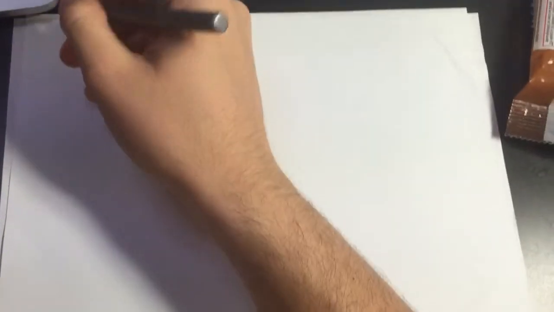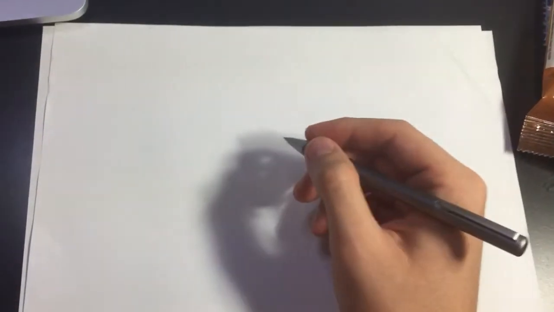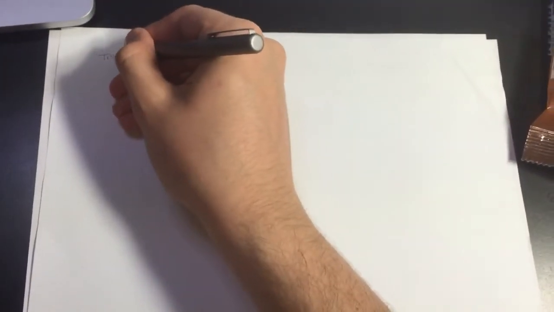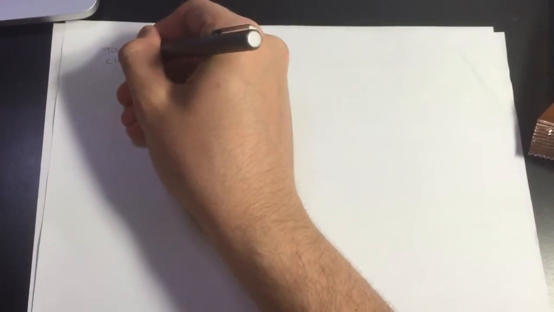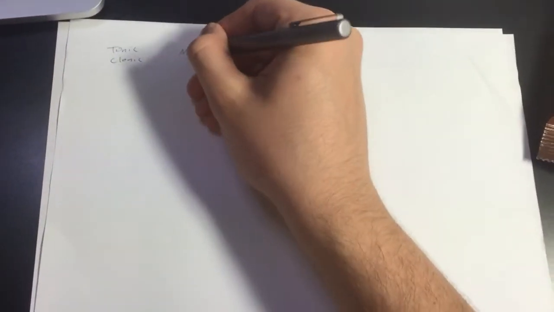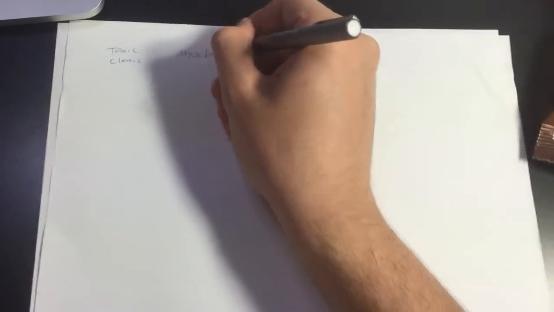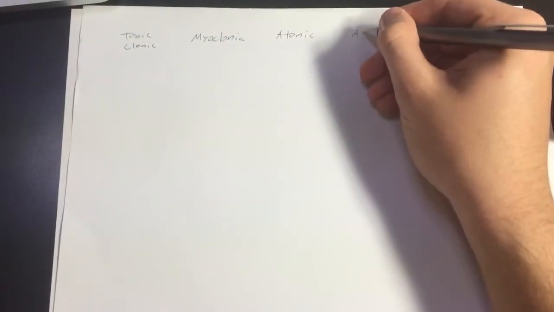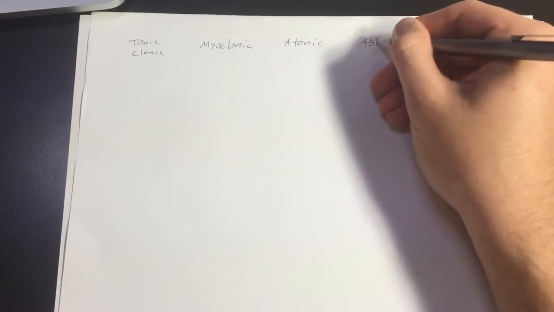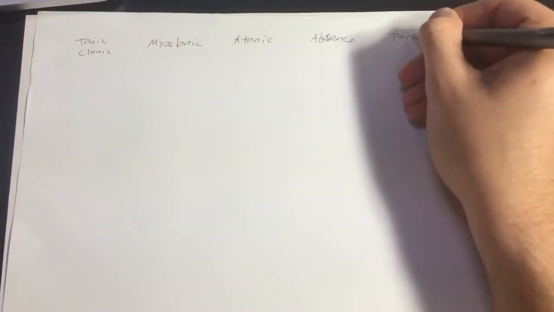So this is how I like to remember the epilepsy drugs. You have to separate them into their categories first. So the first category is tonic-clonic. Then you have myoclonic, atonic, absence, oops, can't spell. And then it's partial is the last one.